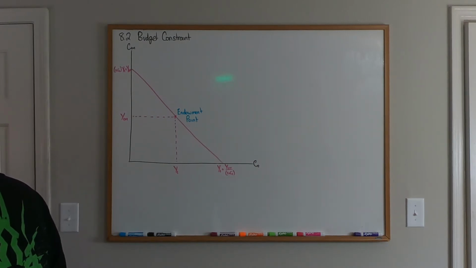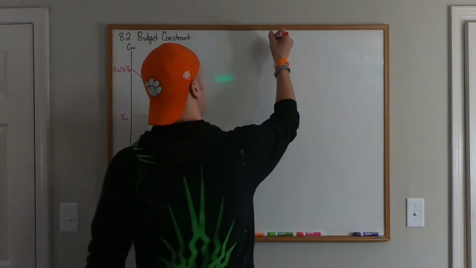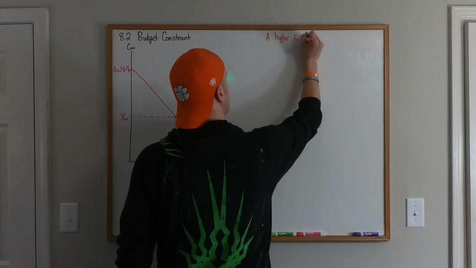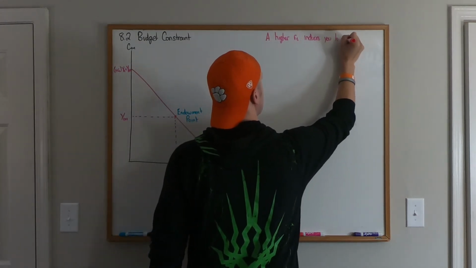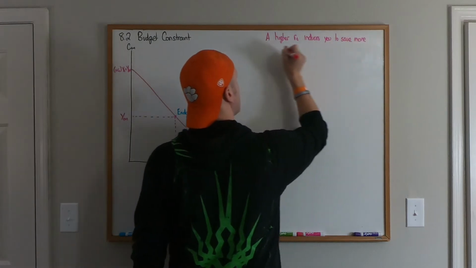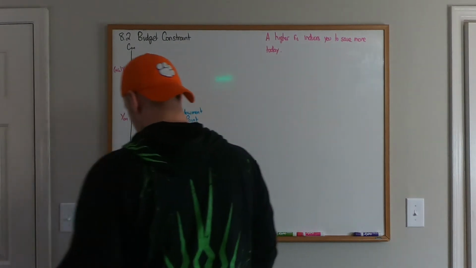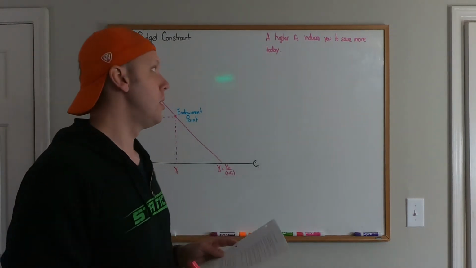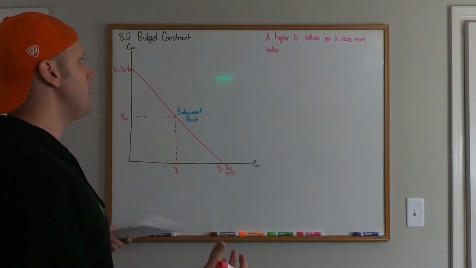So, when we think about what happens with this interest rate, a higher interest rate will induce you to save more today. Right? It induces you to save more today, so you can consume a lot more tomorrow. But remember, this budget constraint doesn't have any information about utility.